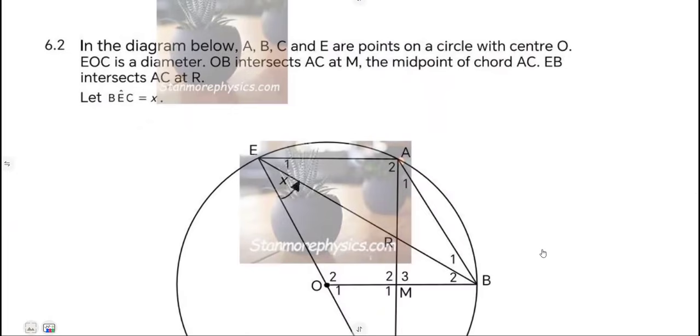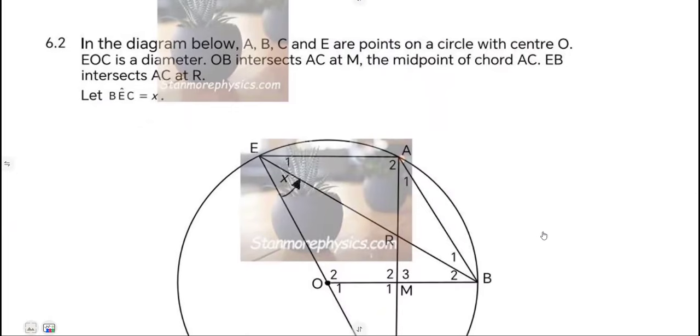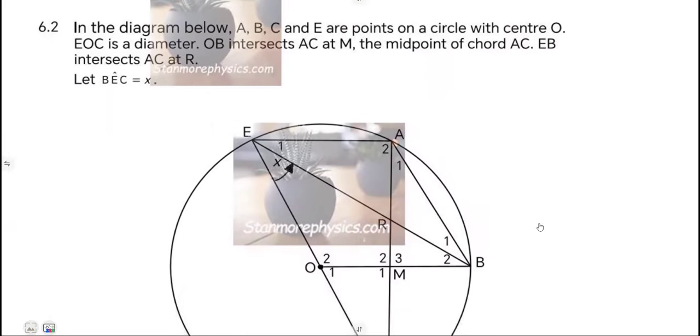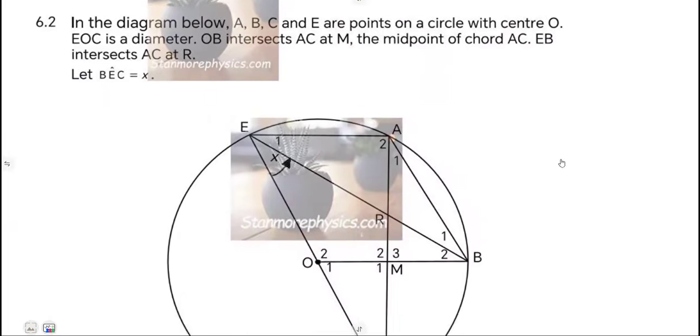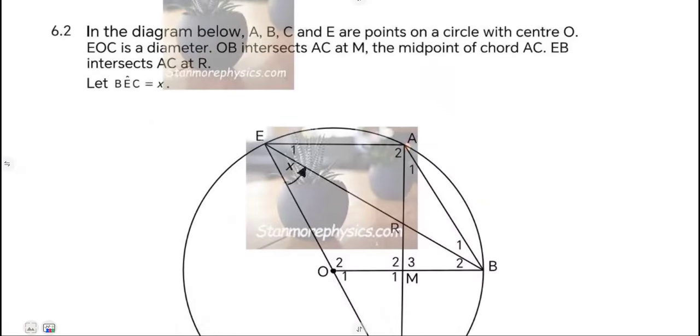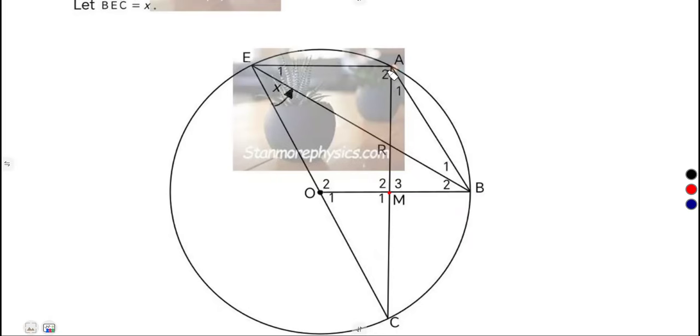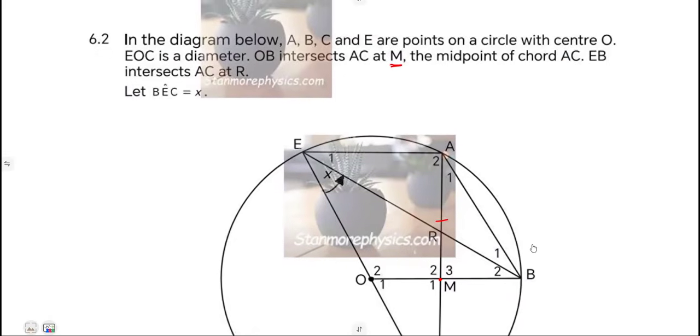This diagram below, we have got these points, right? So this is our diagram, and there was a midpoint. What is important is that EOC is the diameter. Then there is a midpoint M. Sorry, OB and AC intersect at M, the midpoint of chord AC. So it's halfway from A to M and from M to C. All right, so that was it.